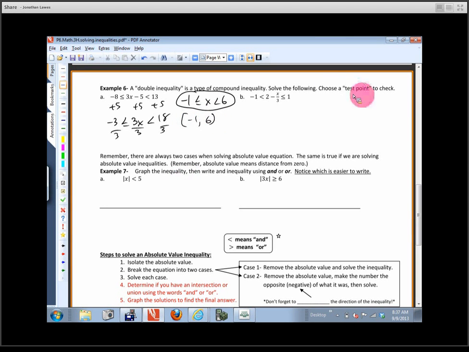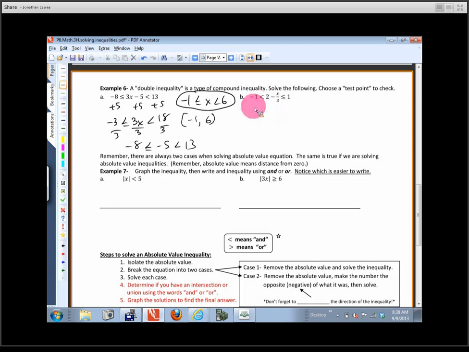Now, it says choose a test point. Again, we'll just do this on one of these. It's not a big deal. I'm going to choose a point in between there. What is the easiest number that we could plug in between negative 1 and positive 6? 0. Let's plug in a 0. If you plug in a 0, I get negative 8 less than or equal to negative 5 less than 13. Is that inequality true? Pretty good numeric evidence that we got the answer right. Yep, not bad at all. Any questions?